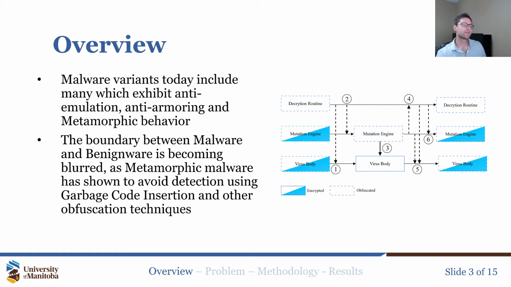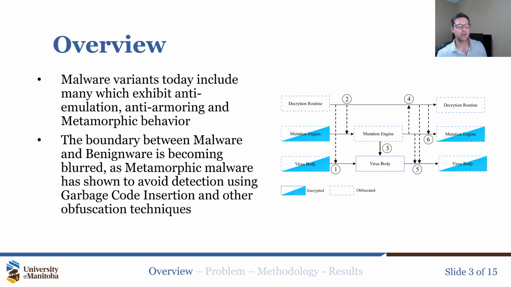Because of all this process, the boundary between malware and benign is becoming blurred. We're not working with some static form of malware that doesn't change year over year. If you have a malware variant with metamorphic behavior, it'll actually look different to different antivirus vendors, and even to virus researchers. That's because metamorphic malware, as I said, avoids detection using obfuscation techniques such as garbage code insertion or instruction substitution or other forms.